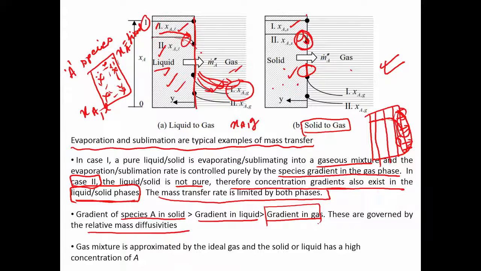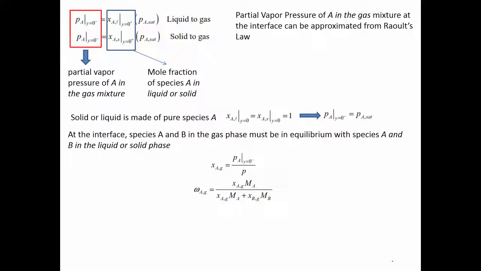For matching the flux there are two things, one is the diffusivity, the other is what we call the concentration gradient. So, if the diffusivity is low then the gradient has to be high to match the flux. And usually the gas mixture is approximated by an ideal gas, and things like that. These are very standard notations.